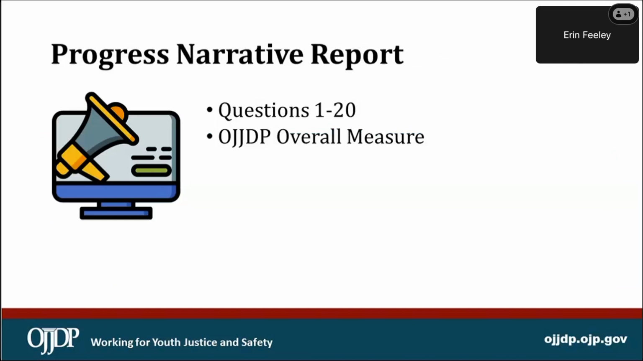Thanks, Kate. All right, now let's move from your performance measure question set into what we call the progress narrative report. This is the one in Just Grants you may have noticed was labeled P&Q. This is a separate question set. There are 20 questions involved. All of them are OJJDP overall measures.